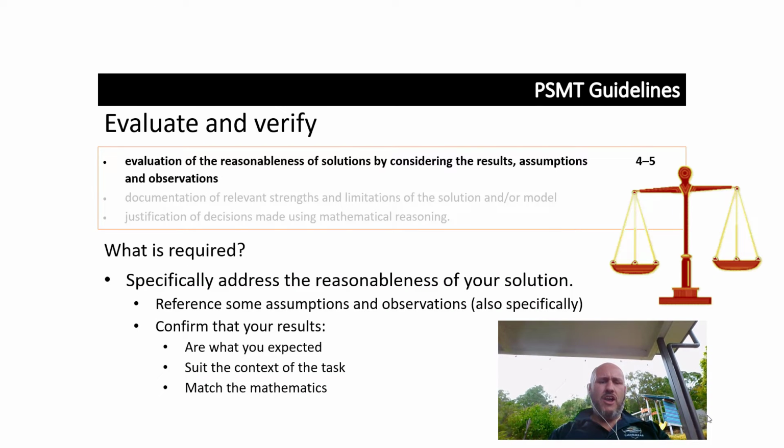So first of all, evaluate the reasonableness of solutions by considering the results, assumptions, and observations. What is required? Specifically, we need to consider referencing some assumptions and observations with clarity. Don't just throw them in and expect us to find them. Say, with regard to assumption 3, you can see that our solution is reasonable because. So you've referenced it, you're providing information, you're giving your explanation. Do that with assumptions and observations very specifically.